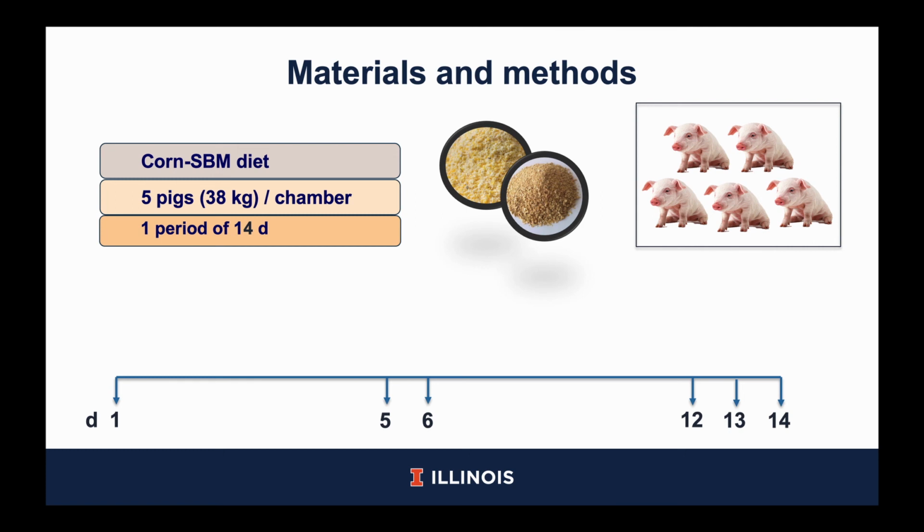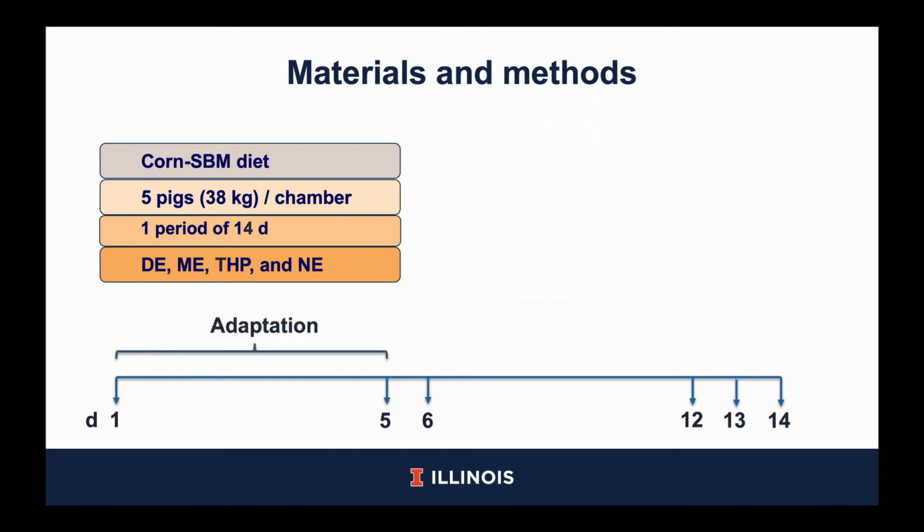In this experiment, we will measure digestible energy, metabolizable energy, total heat production, and net energy. During these 14 days, the first 5 days are considered the adaptation period, and the following 6 days, feces, urine, and gas exchange will be collected and measured to calculate total heat production.